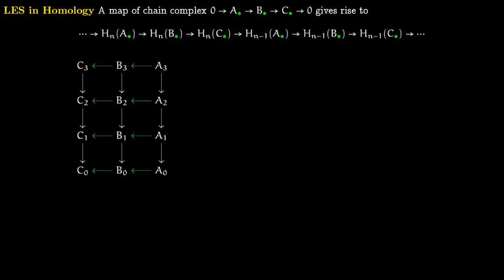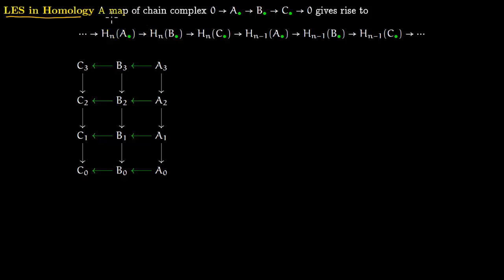In this lecture, we derive this long exact sequence in homology using spectral sequences. So you start with a map of chain complexes like this, A, B, C, and this gives rise to a long exact sequence in homology like this. So H_n A, H_n B, H_n C, then H_{n-1} A, H_{n-1} B, H_{n-1} C, and so on. So we will give a proof of this using spectral sequences.